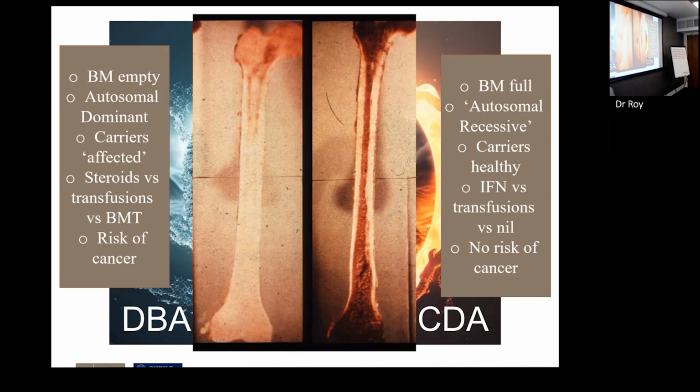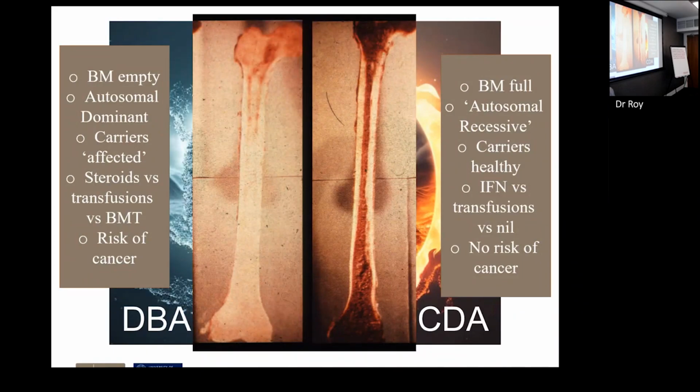I'm going to start with this idea about the bone marrow being full or empty. What do I mean by that? This is actually pictures from a normal individual, the more empty side of the bone marrow. And on the right is actually the bone marrow of somebody with thalassaemia. But thalassaemia and CDA are very similar because they both have ineffective erythropoiesis.